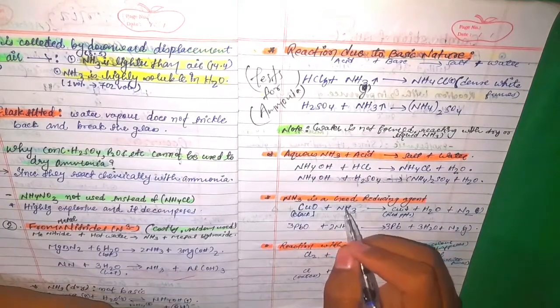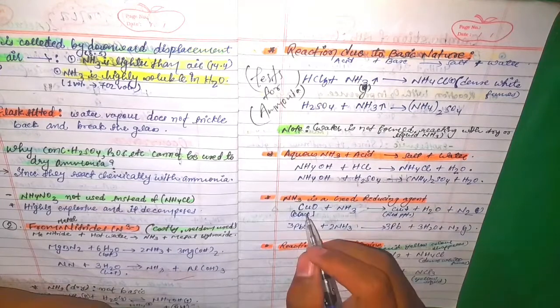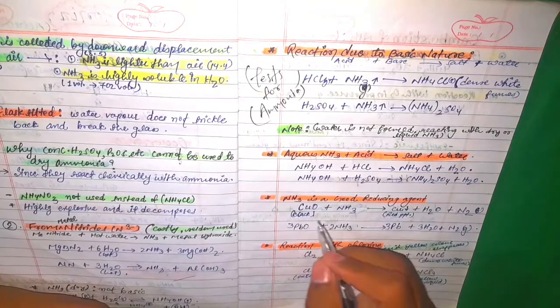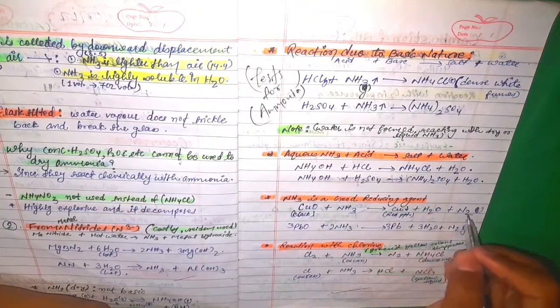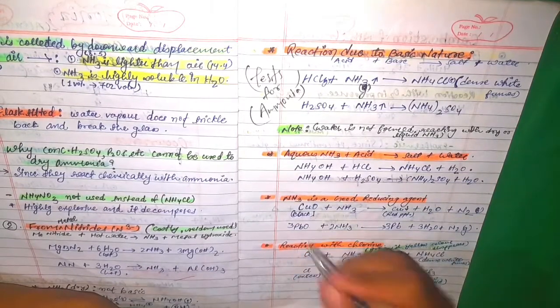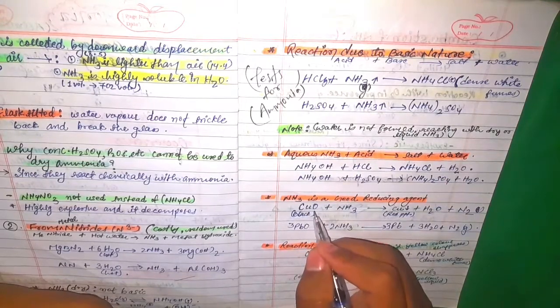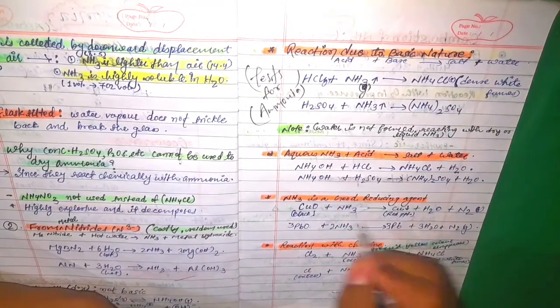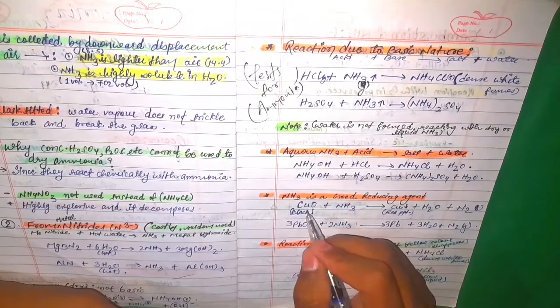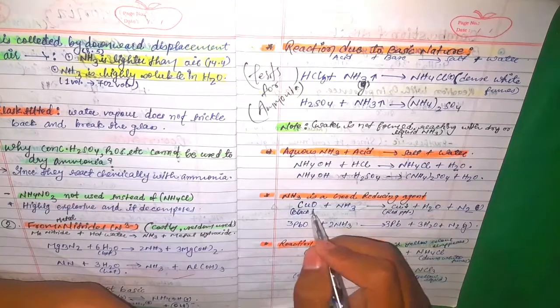And NH3 is also a good reducing agent. So the reaction is like copper oxide plus ammonia will give copper plus water plus nitrogen. Here copper oxide is being reduced to copper, and so oxygen is taken out from copper oxide, so it is known as a reduction reaction, and so it is the reducing agent.